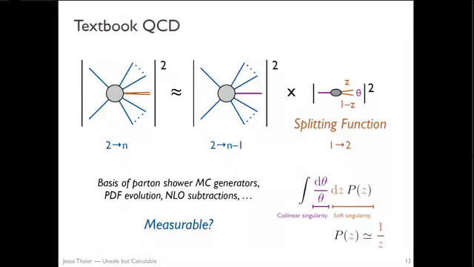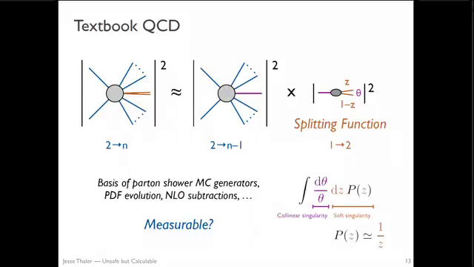This Altarelli-Parisi splitting function is governed by two variables, one that tells you the opening angle between those two partons, and one that tells you about the energy sharing z between one parton and another. And this splitting function is all over QCD. Parton shower Monte Carlo generators are based on iteratively doing this 1-to-2 splitting over and over again. That's how you generate arbitrary numbers of emissions in programs like Pythia or Herwig. Parton distribution function evolution is based on this. This is the standard DGLAP evolution, which comes from taking these Altarelli-Parisi splitting functions really seriously.